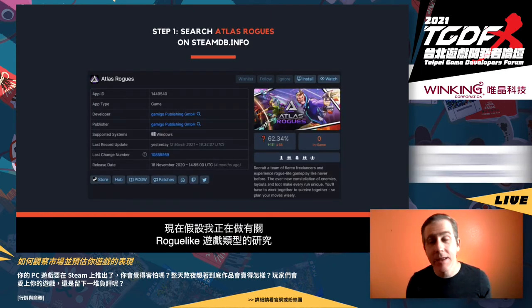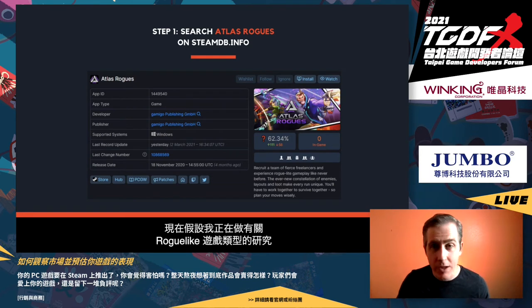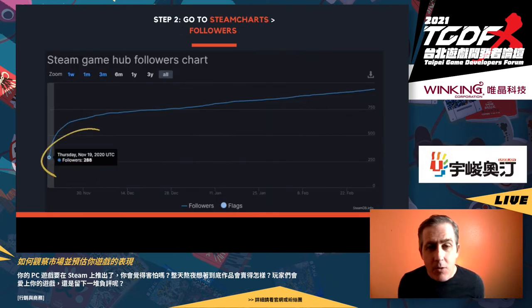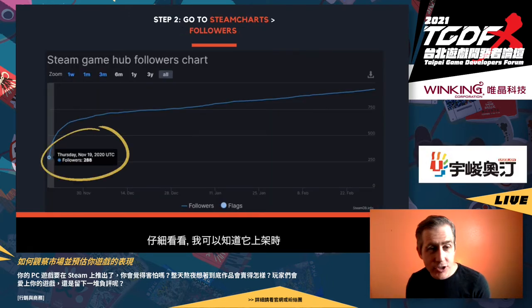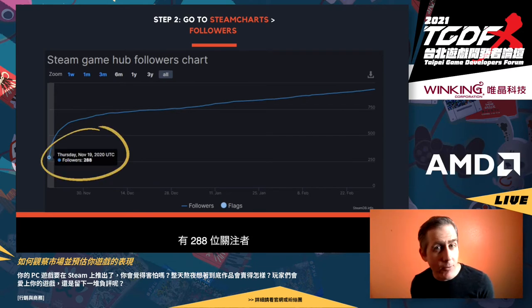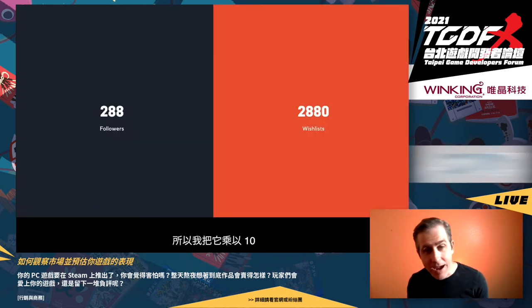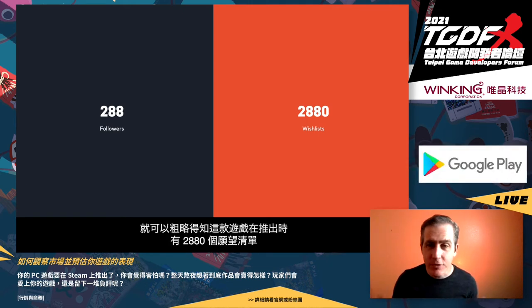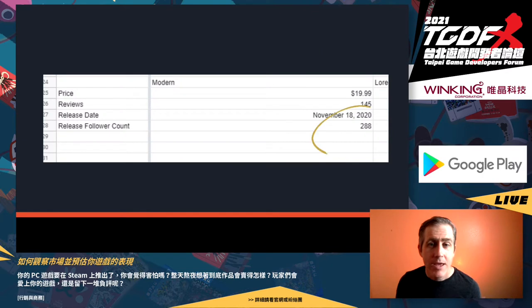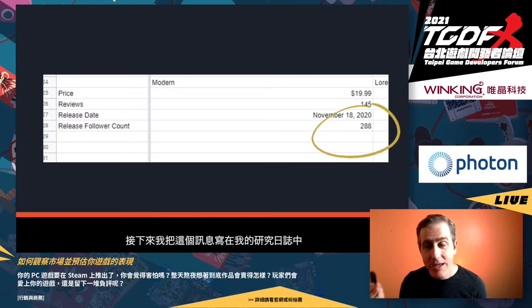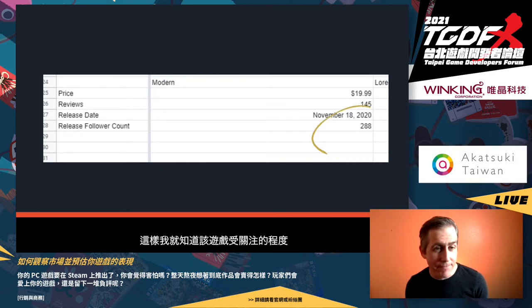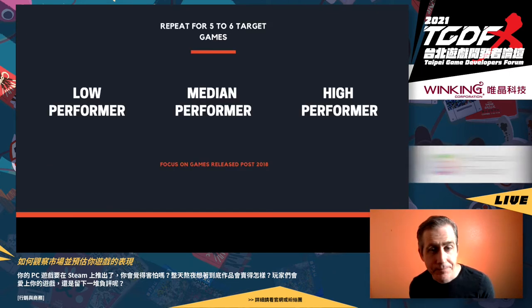Now, let's say I'm doing research on roguelikes. I can look up Atlas Rogues, a random game that I found, on steamdb.info. When I look at it, I can see when they launched, they had 288 followers. So I do the math, multiply it by 10. I can tell roughly that this game launched with 2,880 wishlists. Now, I write that down in my research journal here. And that kind of gives me an idea of how big the following is for that game.